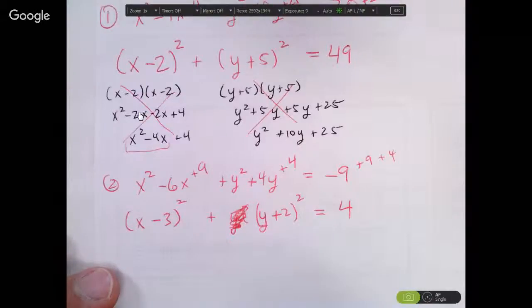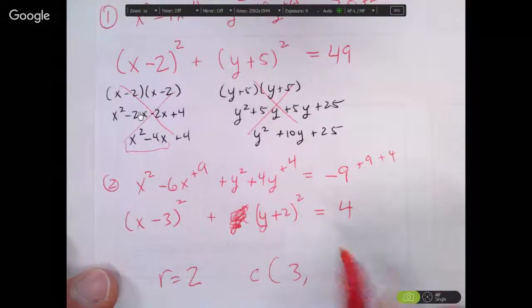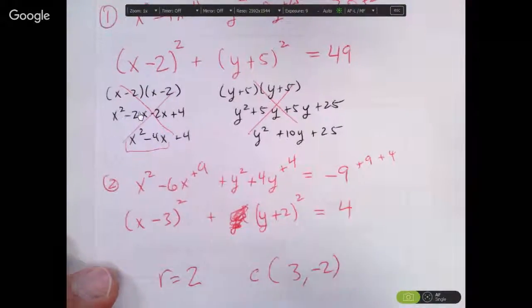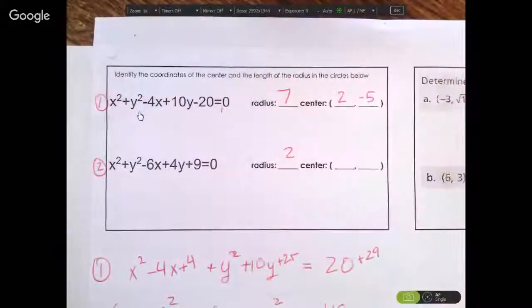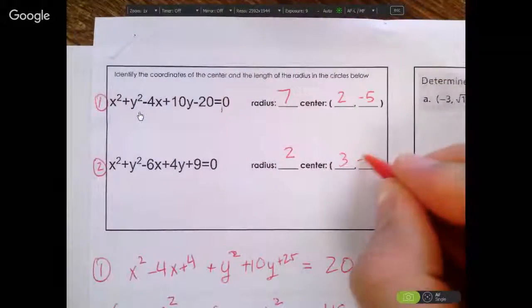So radius is 2, and the center is 3, negative 2. You square root. Remember when you were talking earlier and I was like, you got that? And you said yes. How is it 3, negative 2? Switch the sign. The 2 was a positive. So up here in our notes, it should say radius is 2. Center ends up being 3, negative 2.